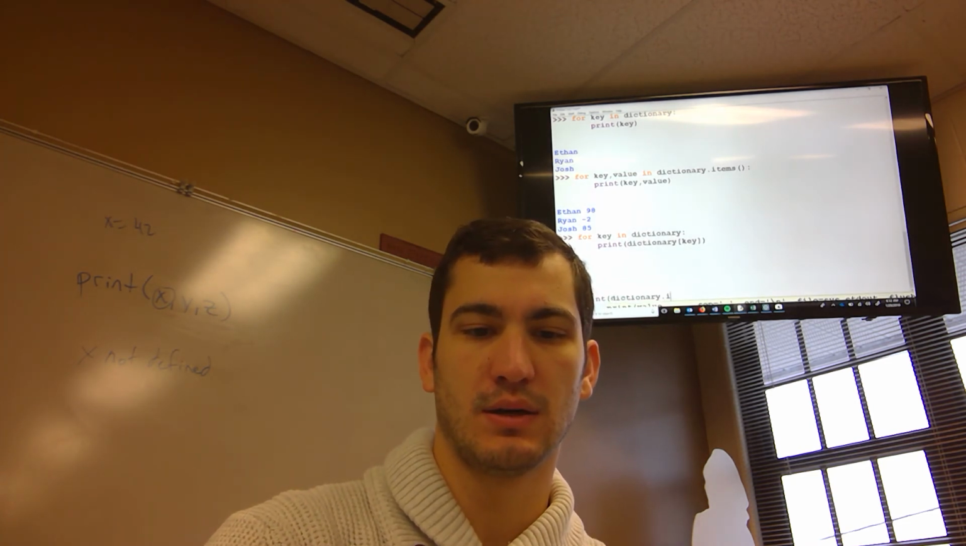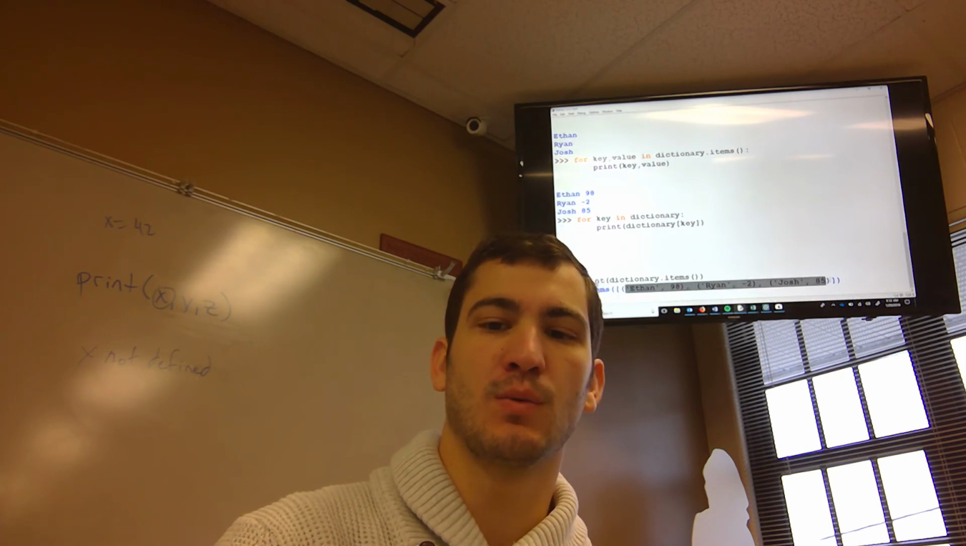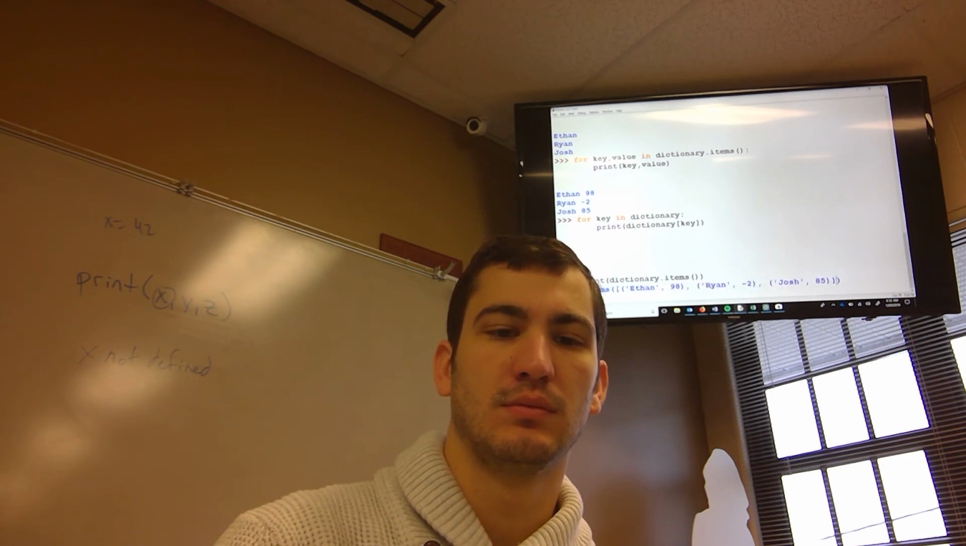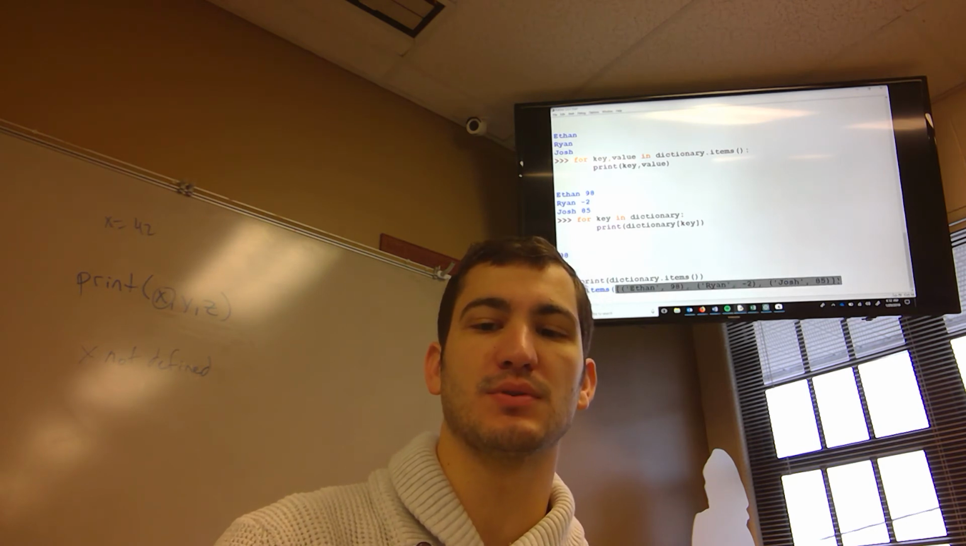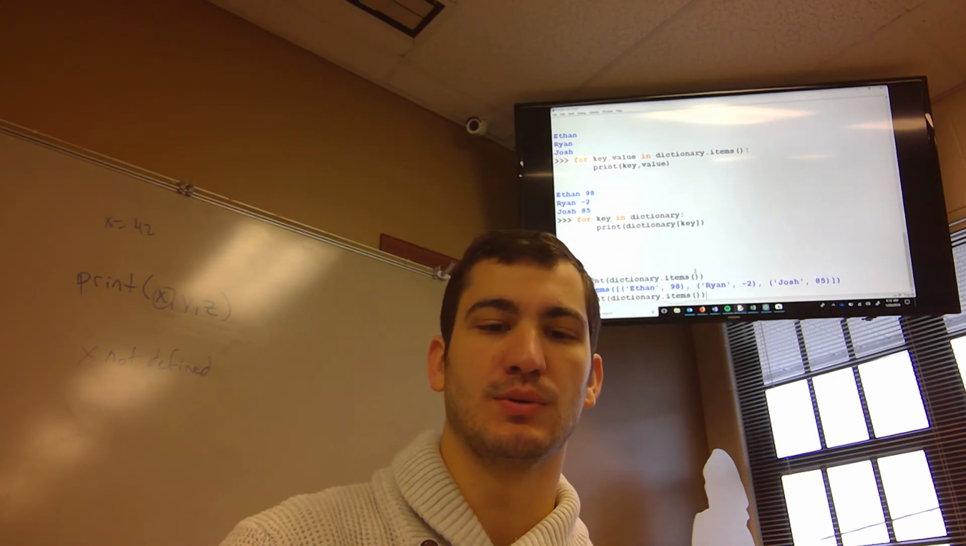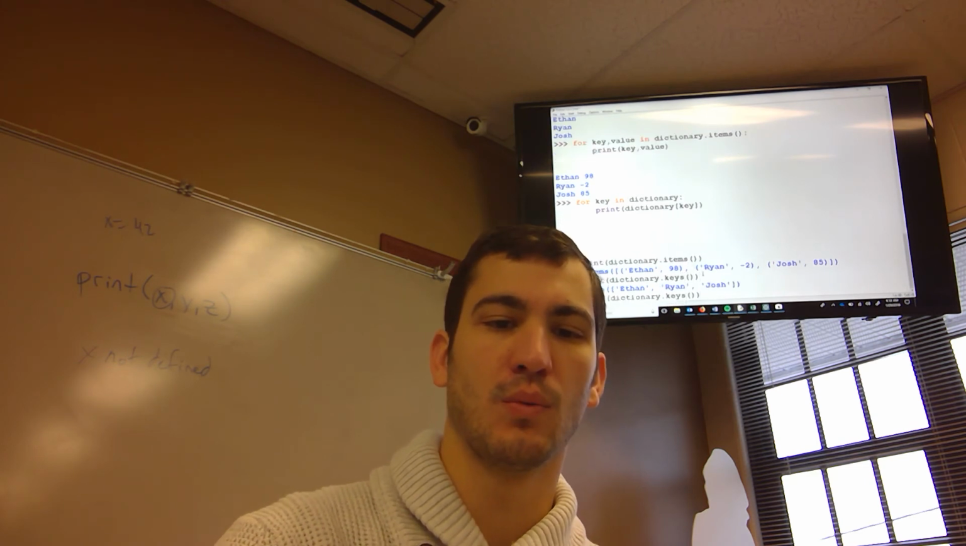I can also print dictionary dot items, and that gives me what looks like a list of tuples. Yeah, there you go. We can do dot keys, or we can do values.